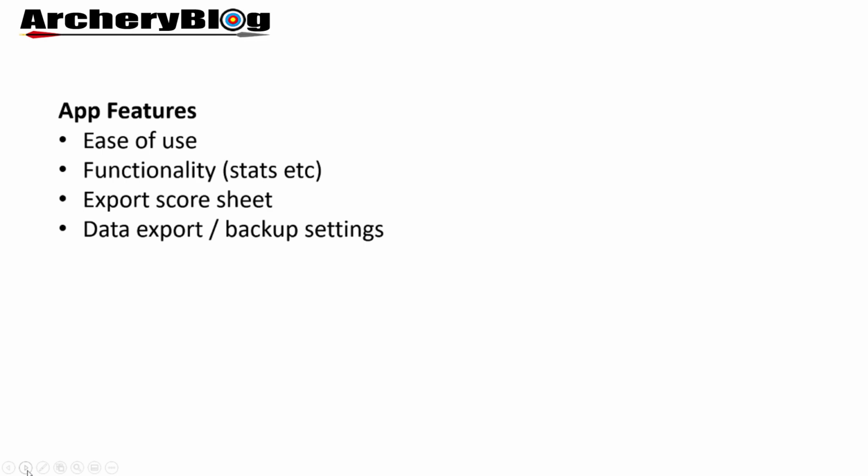Secondly, we're looking at functionality. It'd be really great to have some sort of stats or reporting coming out of these apps. And because it's a scoring app, it should really allow you to export your score sheet or create a score sheet for you, because if you're a club, you want to be able to print out or share your results with your club records officer or somebody else, or friends or whatever.